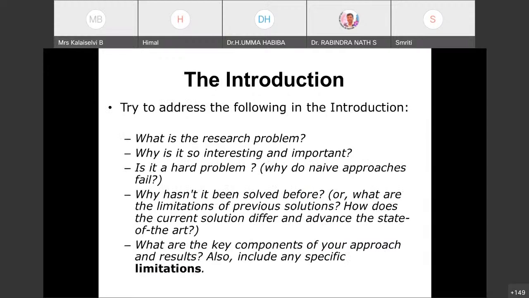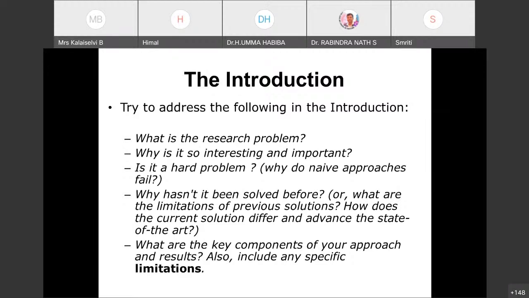So, as I mentioned, in the introduction you can talk about what the research problem is, why it is so interesting and important, and is it a hard problem, right? You can discuss all these things in the introduction. And also, why has it not been solved before, right? What were the obstacles that prevented previous researchers from finding an effective solution? And what are the key components of your approach, why your approach is attractive, and how you have formulated your solution. All those things you have to discuss in the introduction.